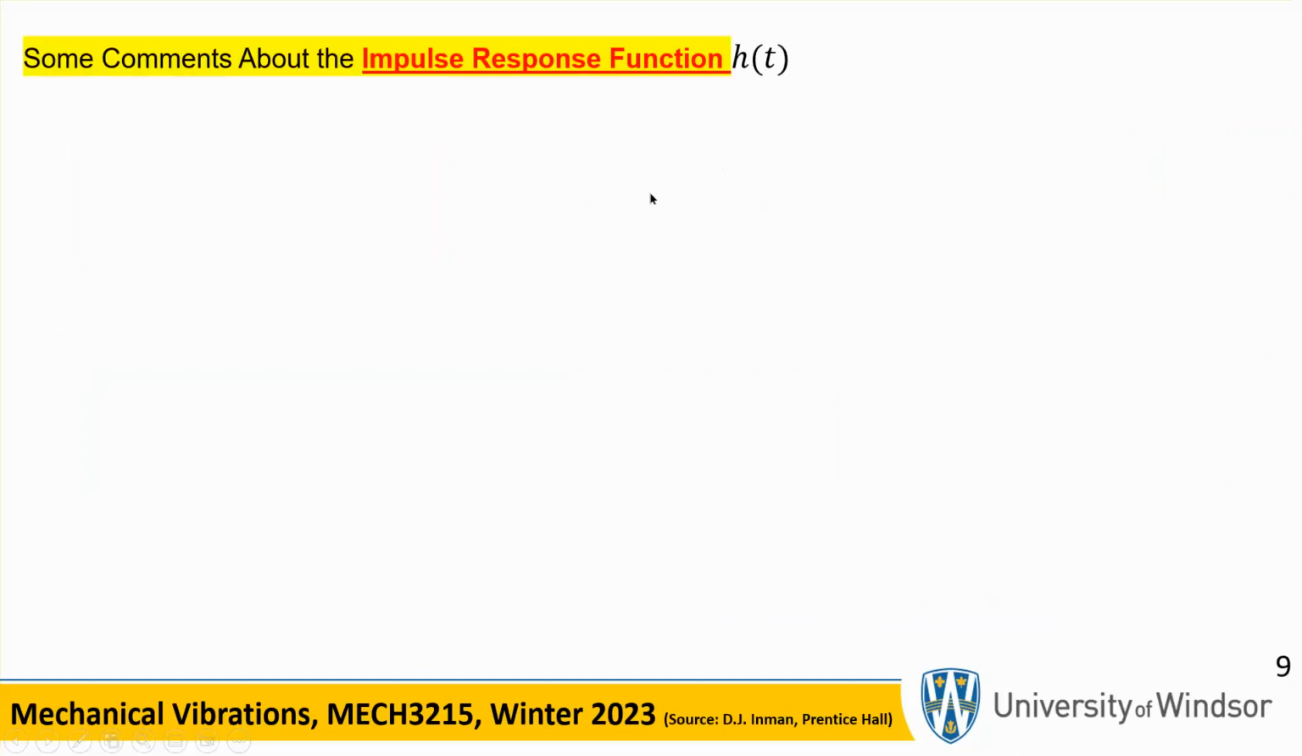There are some comments that I want to make about this h of t. This h of t is so important in what we're going to be doing that it requires some thoughts. First of all, it's an excellent model for a force applied over a short duration period. Remember, this h of t is nothing but that rectangular strip, with width 2 epsilon and height F hat over 2 epsilon. However, we are thinking about the limit as epsilon goes to 0.